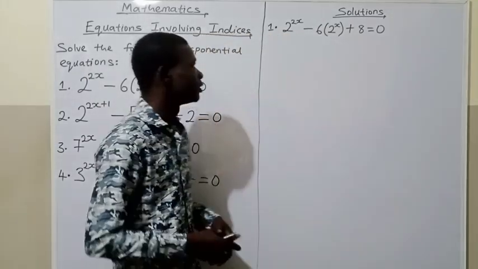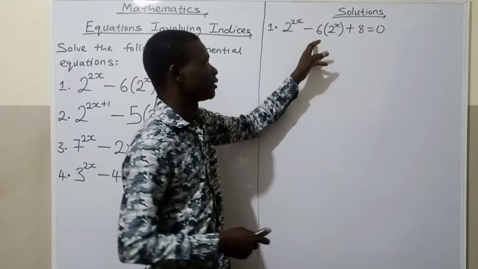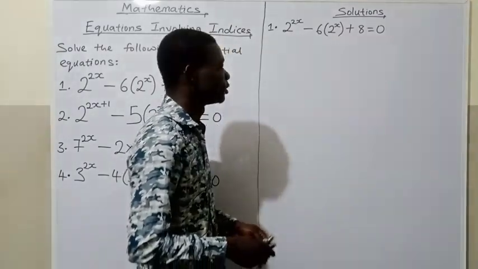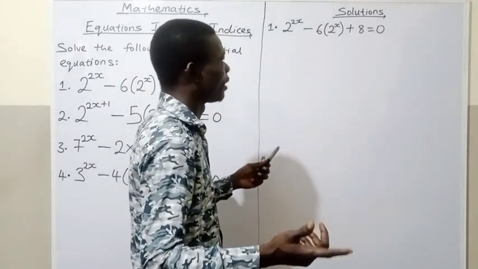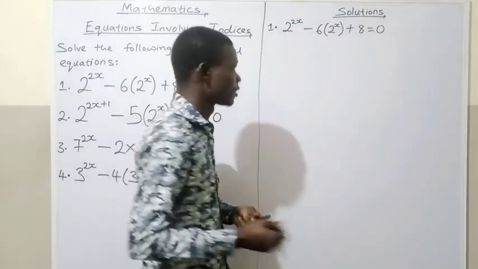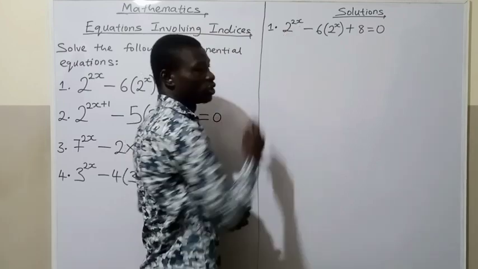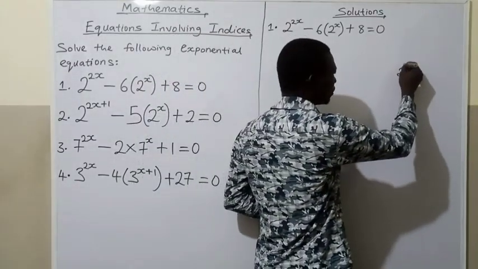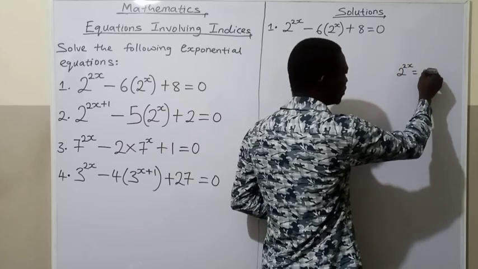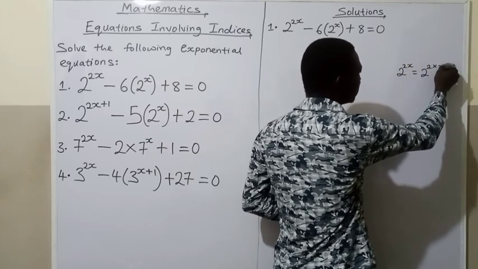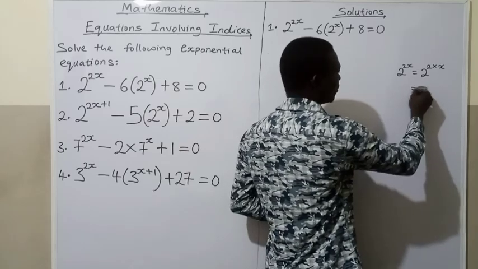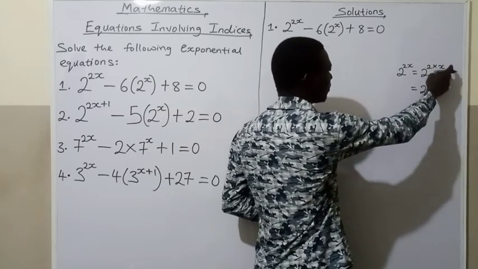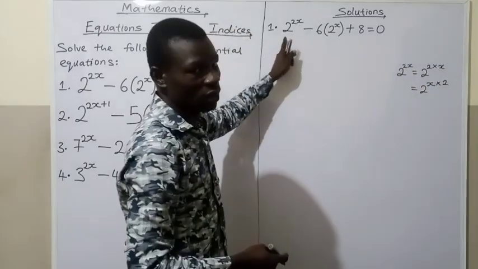So number one, we have 2 raised to the power 2x minus 6, open bracket, 2 raised to the power x plus 8 equals 0. Now, from one of our ideas of laws of indices, we can rewrite this 2 raised to the power 2x in this format. Actually, 2 raised to the power 2x is the same thing as 2 raised to the power 2 times x, and it's the same thing as 2 raised to the power x times 2, because x times 2 is the same thing as 2 times x, and it's going to lead us to 2x, just as we have it here.